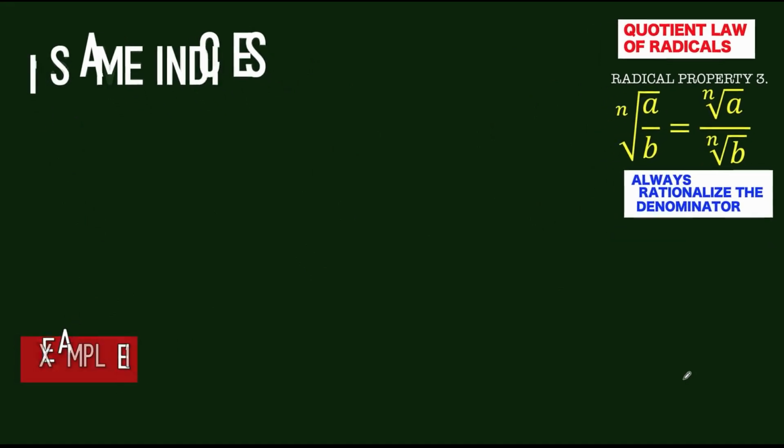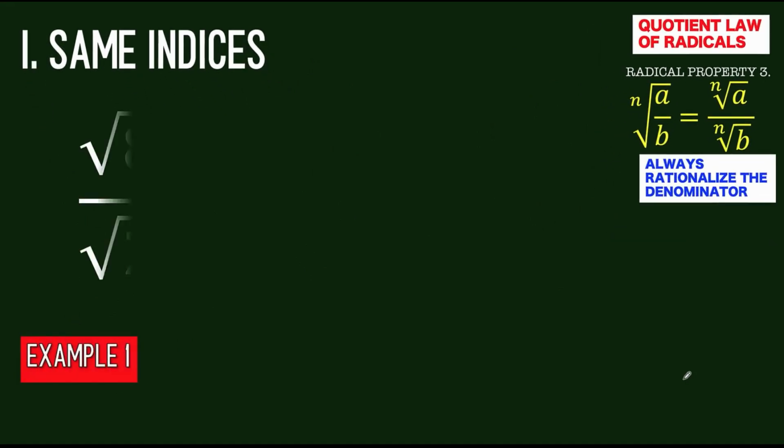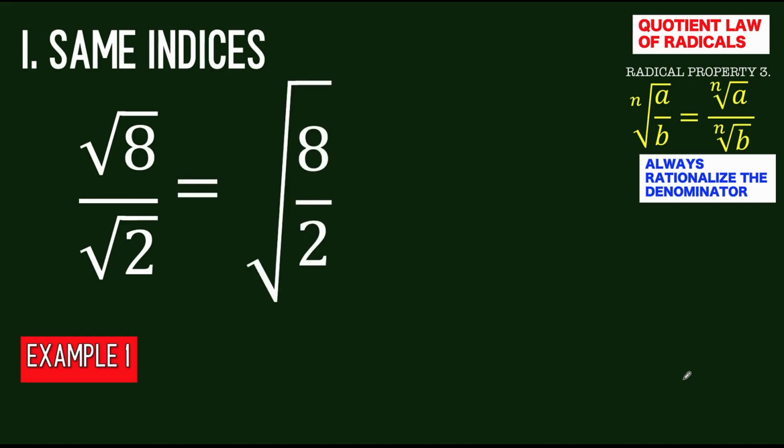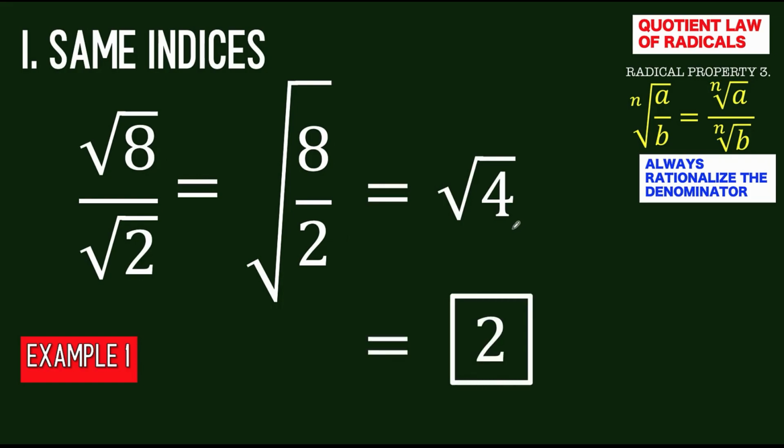Here's our first example for division of radicals. Let's say we are asked to divide square root of 8 divided by square root of 2. So, applying now the quotient law of radicals, since the indices are the same, we can write this as one radical, the square root of 8 divided by 2. And 8 divided by 2 is 4, and the square root of 4 is 2. So the problem is now solved.